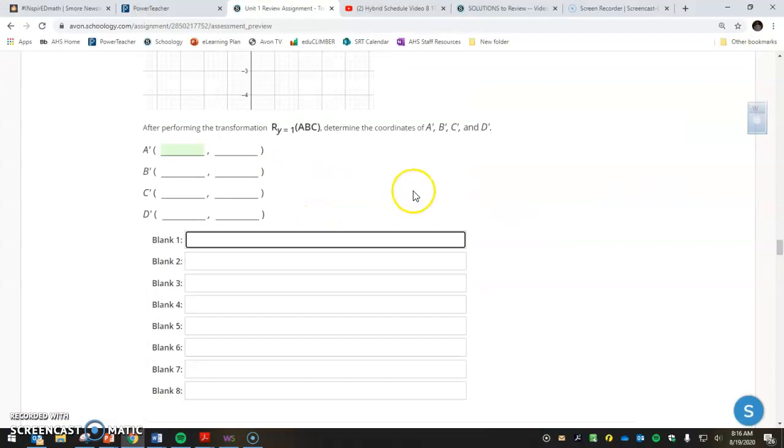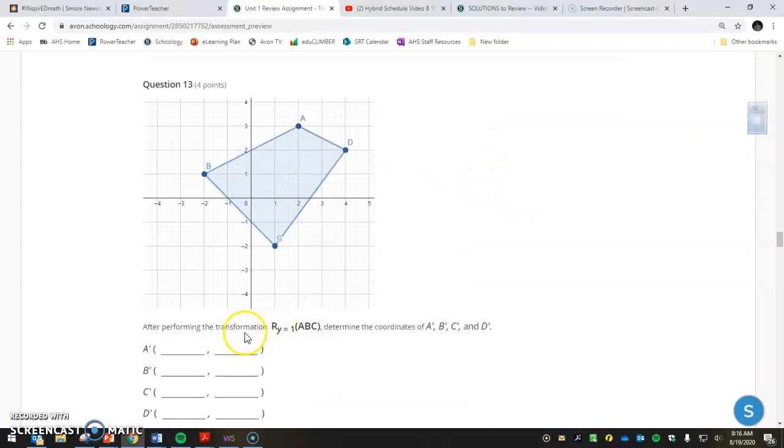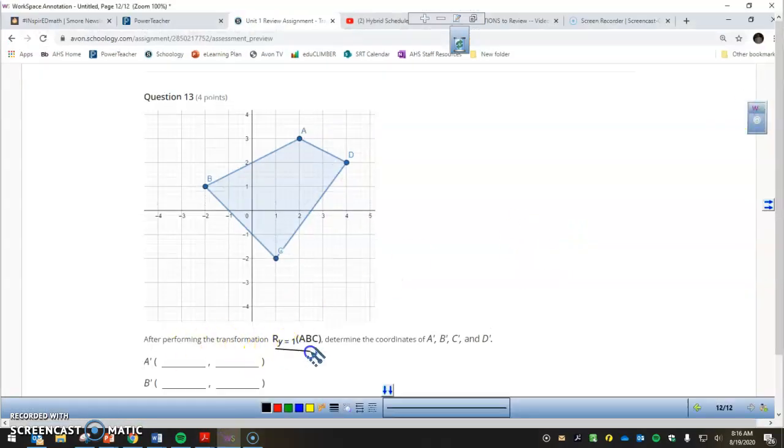All right. Question 13, last problem here. So this problem says, after performing the transformation, reflection over the line y equals 1, determine the new coordinates of our 4 points here. So again, being able to know where these lines of reflection are is extremely important. If we have the equation y equals 1, it means that on my y-axis, I'm always at positive 1. That means there's no up or down movement because we have to stay at 1. So this line is going to be this horizontal line that goes through here.